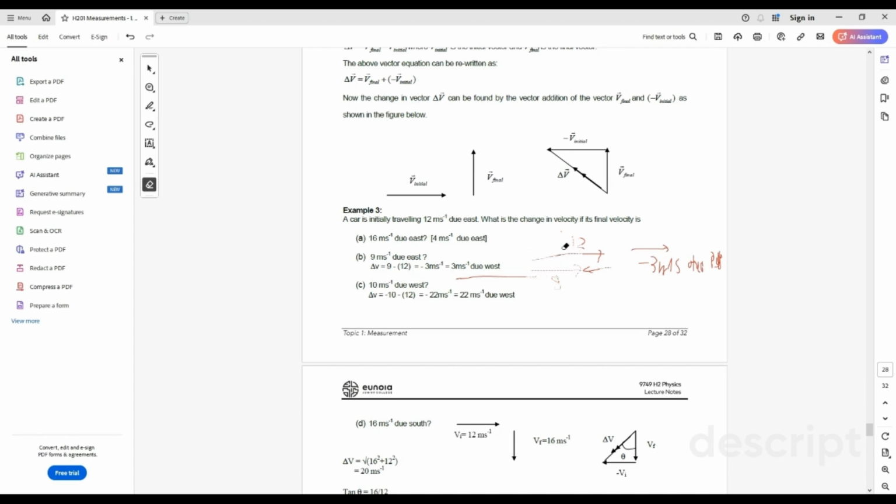And then if it ends up being 10 meters per second due west and not 10 meters per second due east, so it would be like this, 10 meters per second and then 12 meters per second due east, not like this. We can see that the car completely changed direction, and the change will be in this direction. So therefore it is negative 22 meters per second east, or 22 meters per second due west.